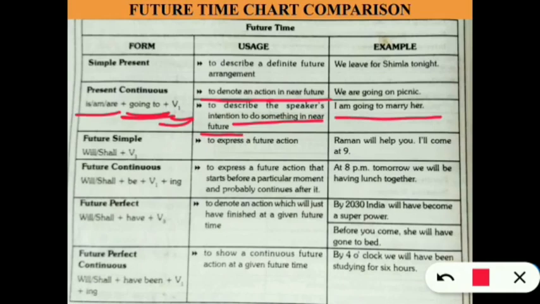Future simple, we use will or shall with verb 1. To express a future action, Raman will help you. I will come at 9. I'll come at 9.